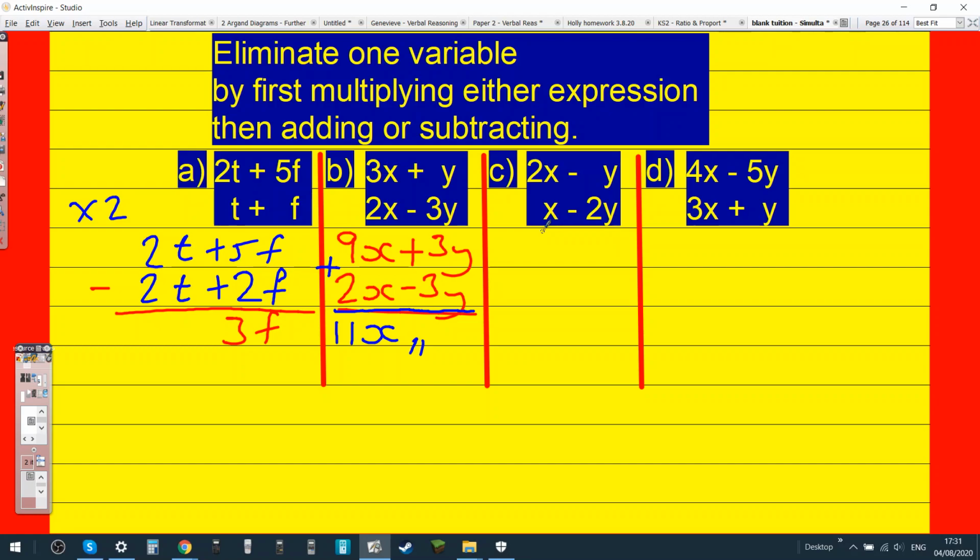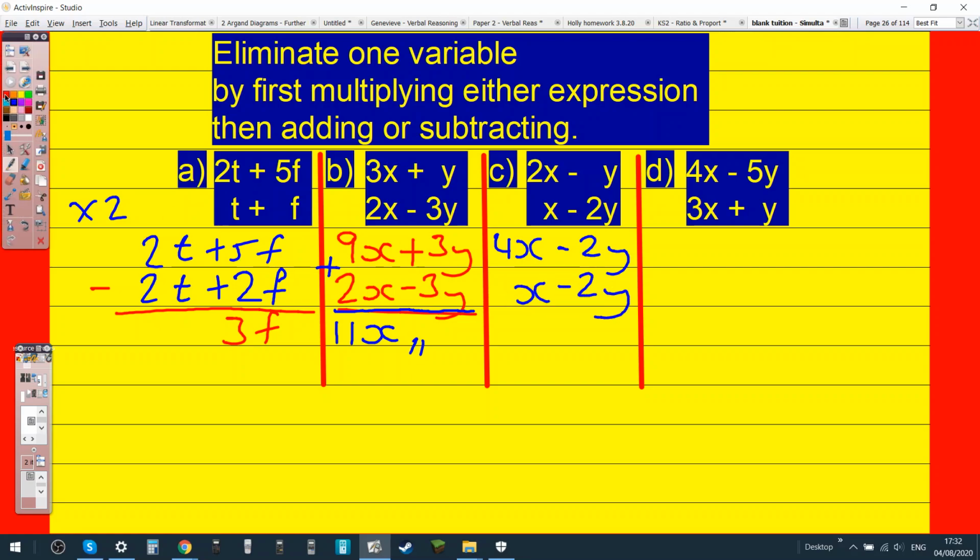How about times y by 2 and x also. So what would you get? So y would be 2y and 2x would become 4x. Yeah. Bottom stays the same. What would you do there? Take away. Same sign, subtract. Yes. What would you be left with? You would be left with 3x and the y's would disappear. Very good. And the last one is easy enough. I think you'll be fine for that one. Okay. Any questions about that? No.